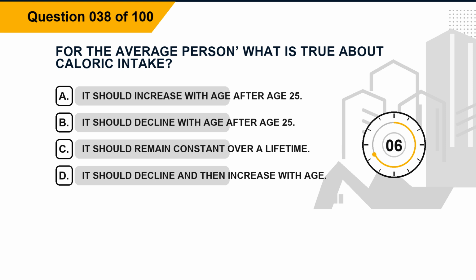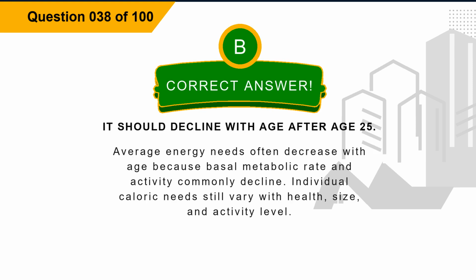Option C, IT should remain constant over a lifetime. Option D, IT should decline and then increase with age. The correct answer is option B. It should decline with age after age 25. Explanation. Average energy needs often decrease with age because basal metabolic rate and activity commonly decline. Individual caloric needs still vary with health, size, and activity level.